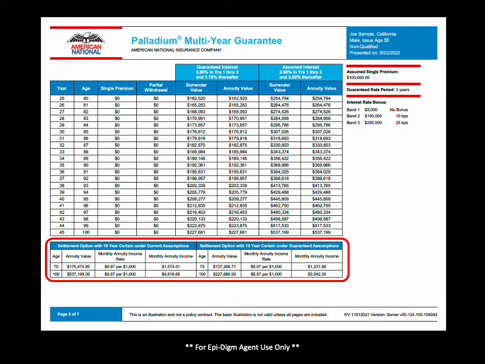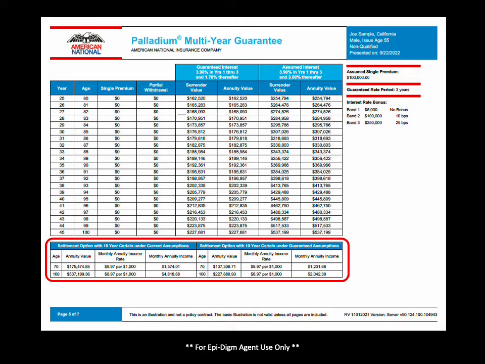All the annuities show a settlement option. You should know how to read this settlement option. Settlement option with a 10-year certain under guarantee assumption and current assumption. Let's look at the current assumption. At age 70, your account value is $175,474, and your monthly annuity income was $1,574.01. How long is that monthly income going to last with the settlement option that is showing here?